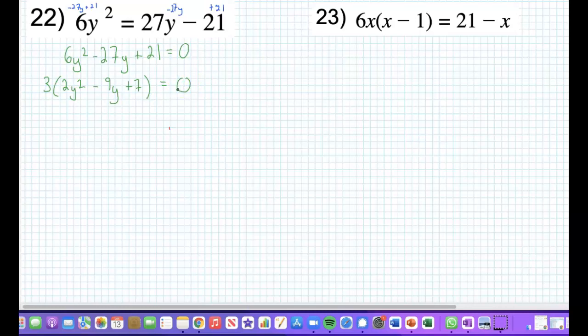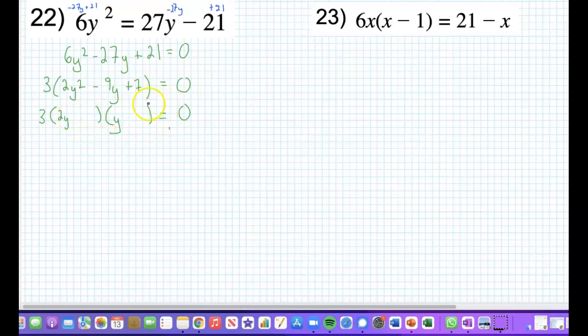Now we have to try to factor this. We have 3 here. What are we looking for? We're trying to make a product. We know that we'll have 2y and y, and I can switch the order, but it won't change anything. Then my numbers back here need to multiply to 7. So the only thing that actually works is 7 and 1. That's my product and sum.